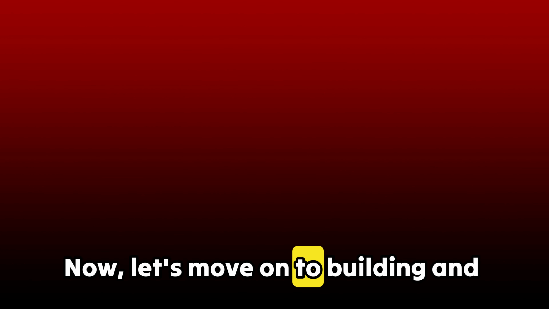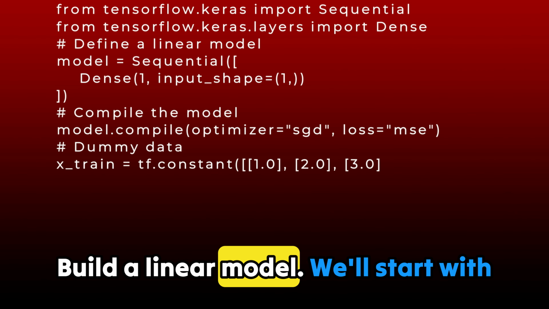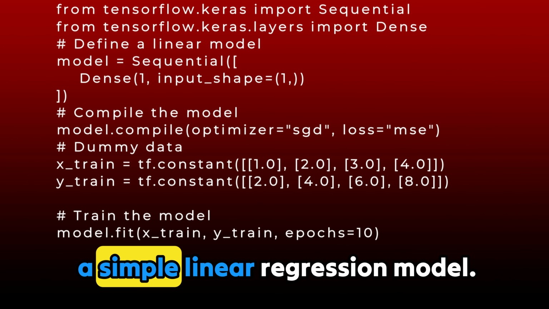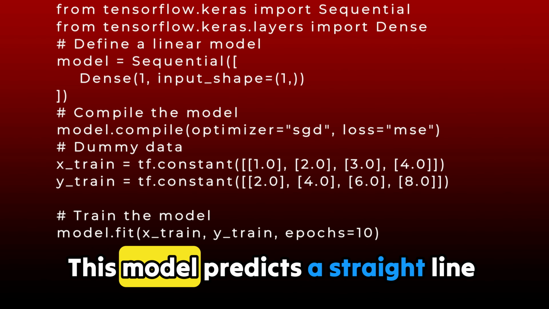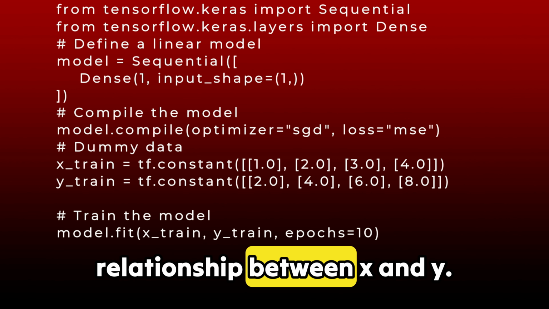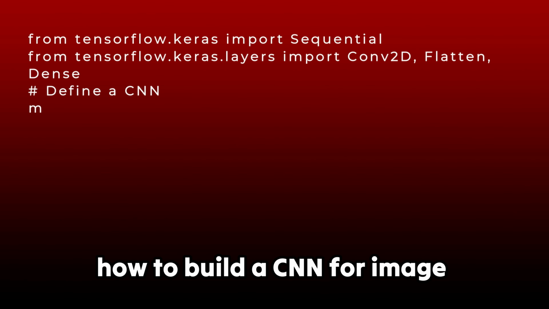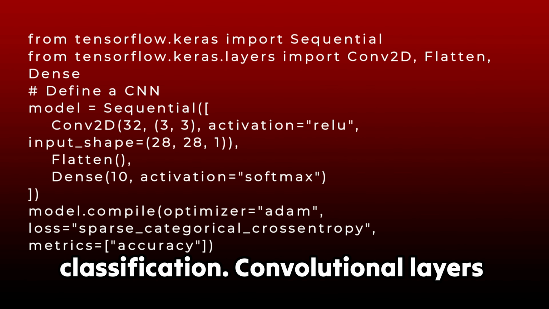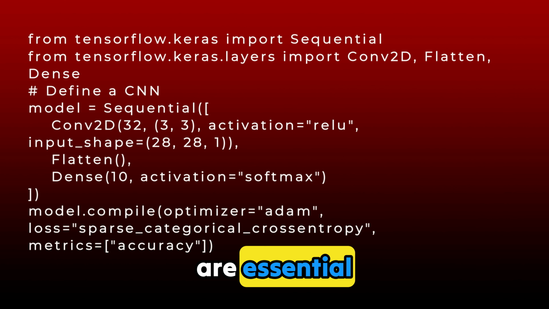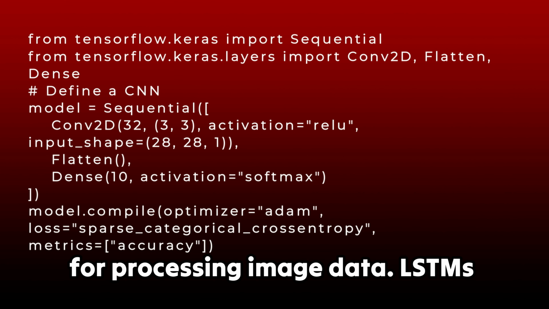Now, let's move on to building and training machine learning models. Build a linear model. We'll start with a simple linear regression model. This model predicts a straight-line relationship between x and y. Build a convolutional neural network, CNN. Here's how to build a CNN for image classification. Convolutional layers are essential for processing image data.